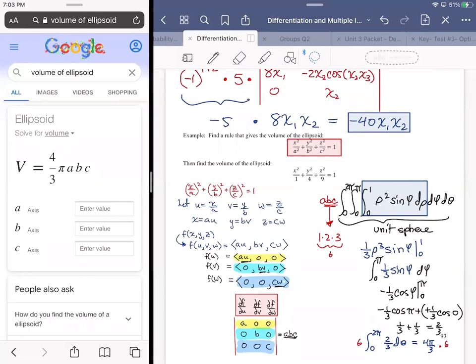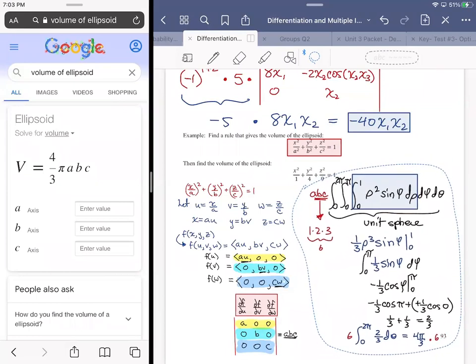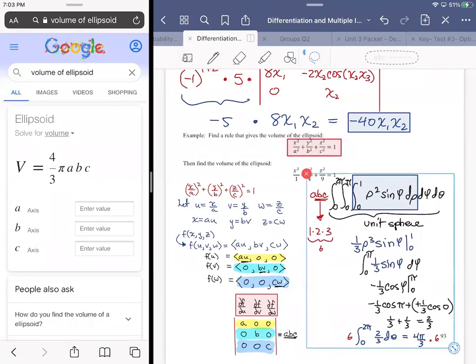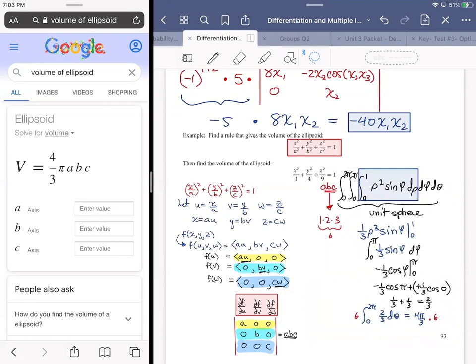Not as smooth as I would have liked it, but we kind of got there. So 8 pi.